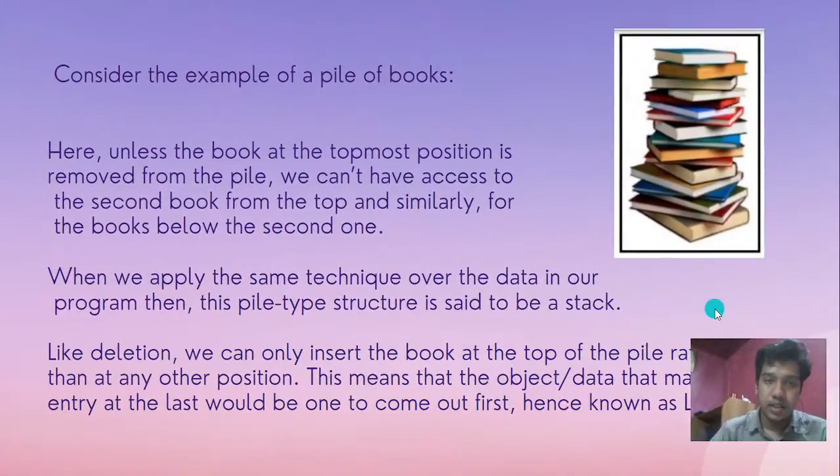Next, here we are again using the example of a pile of books. Unless the topmost book is removed, we can't have access to the book which is below it. If you want this blue book which is at the 7th position, you cannot take it out directly. First you have to remove the 6 books which are kept above it. You remove the first book, then the second, third, fourth, fifth, sixth, and then finally you will have this blue book.